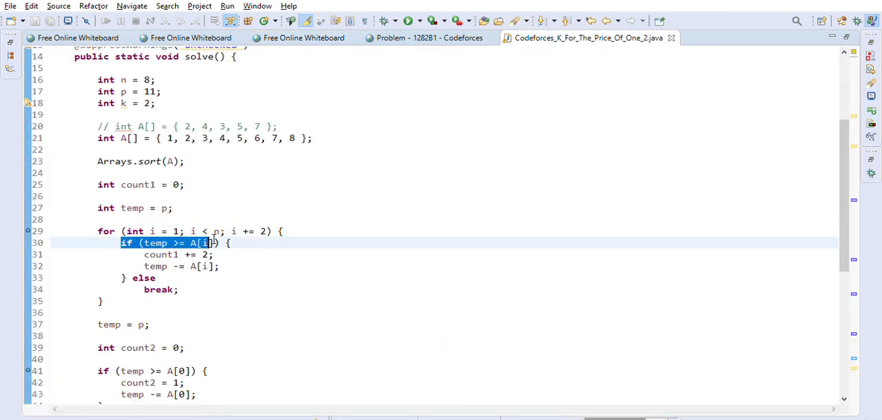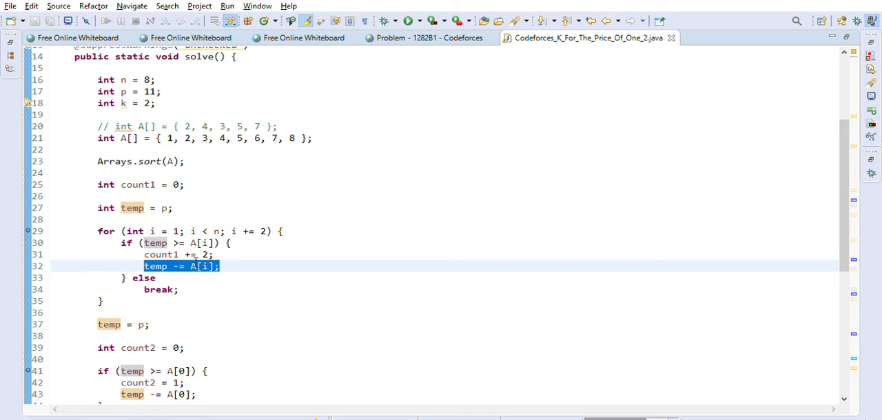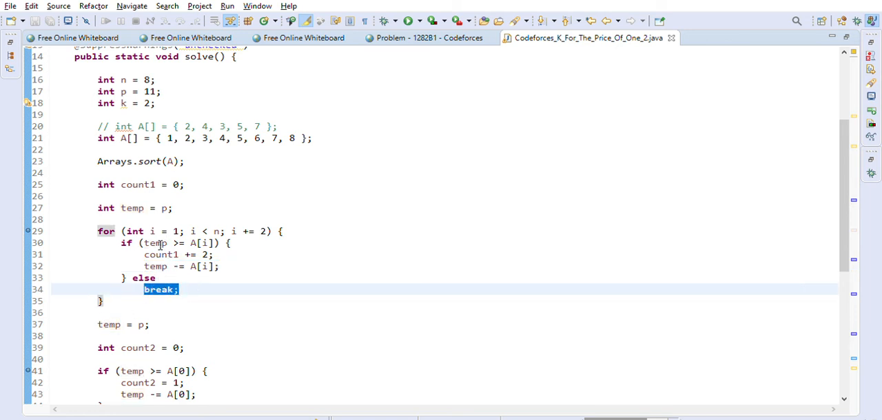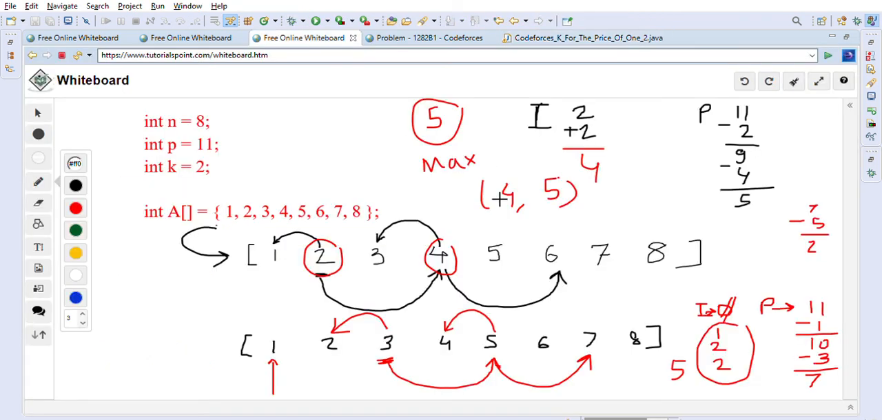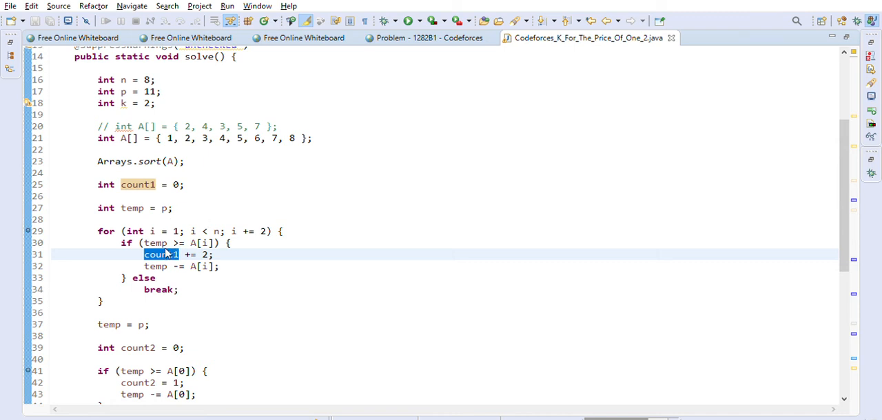So here we will check if the temporary, meaning the number of coins left, is greater than or equal to the price, then we will increment the count by 2 and we will decrement our coins by the amount of a[i] basically, right? And if that is not the case, we'll just break out, right? And at the end we will have one count1 variable, right? So count1 variable is this 4. So this logic that we did first is actually this 4 basically, right? So 4 is the count1 variable here, which is the result of the first choice, right?